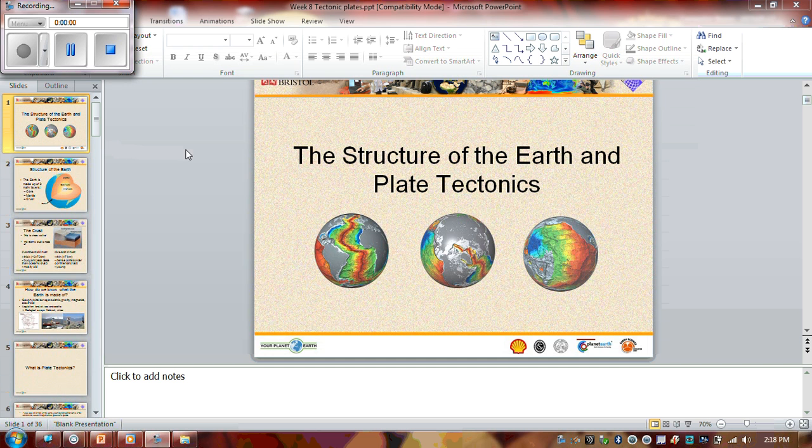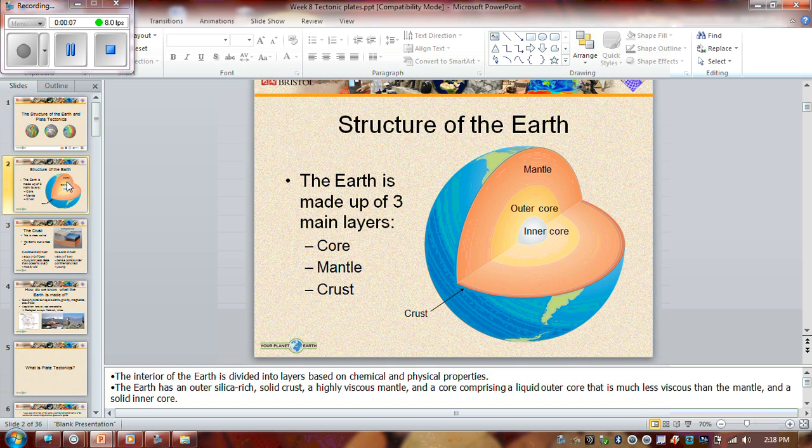The topic for today is the structure of the Earth and plate tectonics. Structure of the Earth. The Earth consists of three main layers, starting from the inside: the core, the mantle, and the crust.